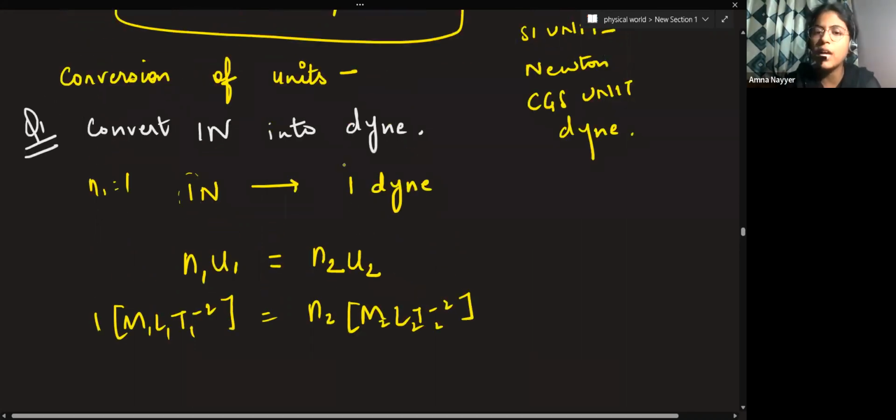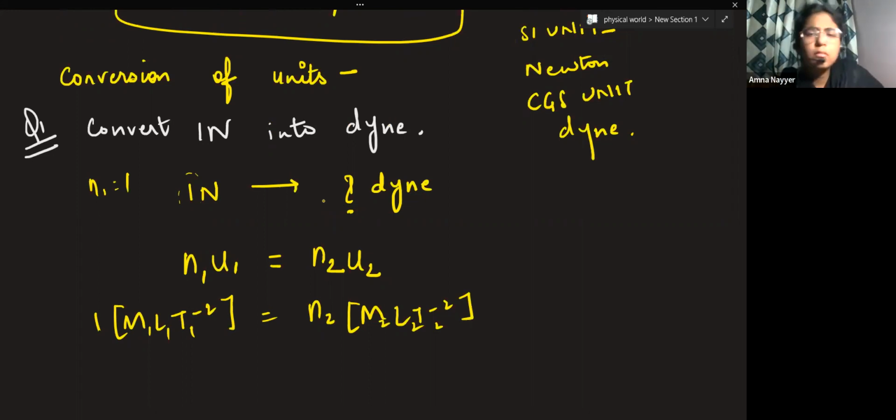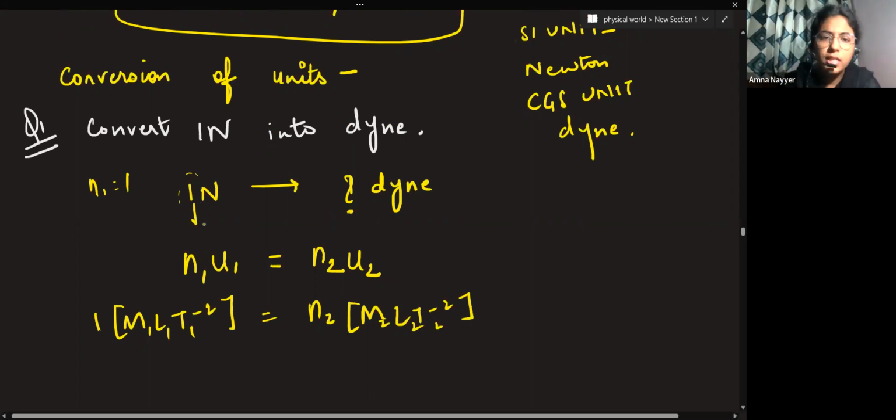We are not aware of it. We have to calculate this number, no? 1 Newton is equal to how many dynes? What is that number? We have to find out N2 only. So N1 is this, U1 is this, N2 we don't know, U2 is this.